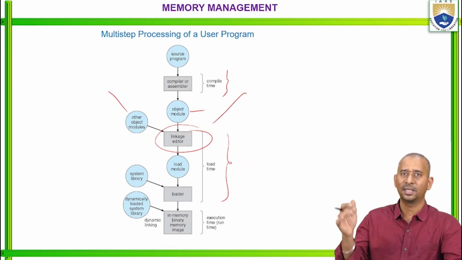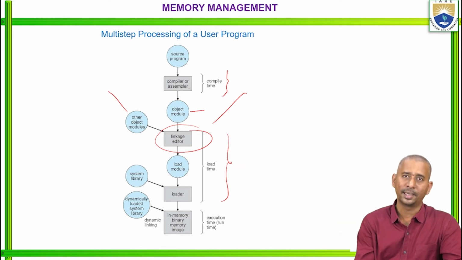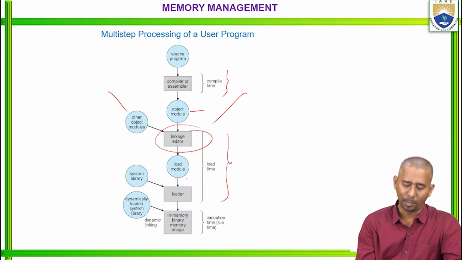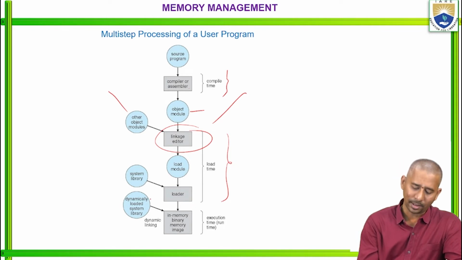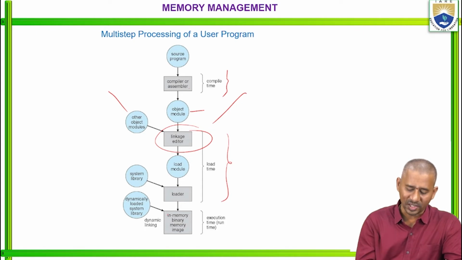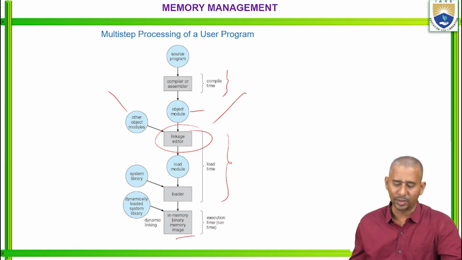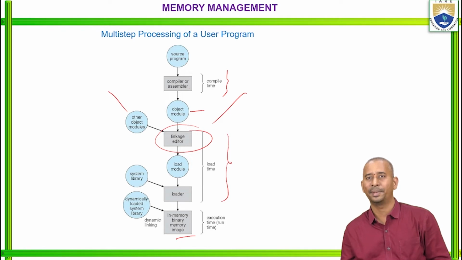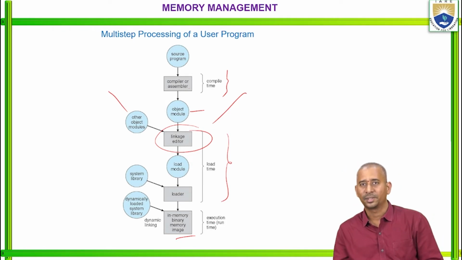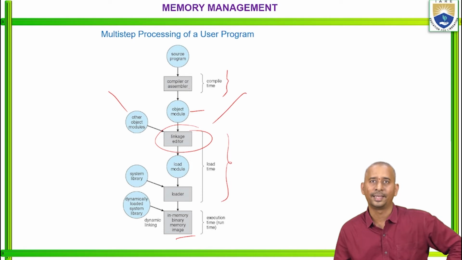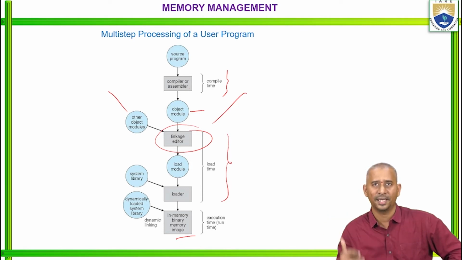Now the process goes from the linkage editor to the loader, which represents the load time. The object modules linked with the help of the linkage editor form the load module, and the loader produces the executable. The loader accepts various system libraries and transmits the exe file. This is the execution time or runtime, in memory, the binary memory image. That is what we call dynamic linking. So these are the various steps in processing a single program.